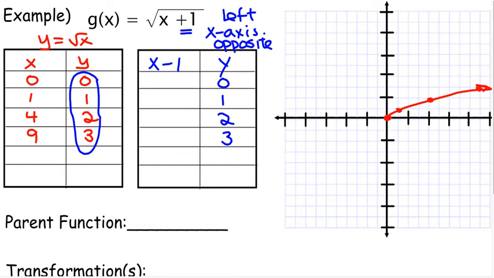But now all of these, right here, we're subtracting 1. So 0 minus 1 is negative 1. 1 minus 1 is 0. 4 minus 1 is 3. 9 minus 1 is 8. All right, let's go ahead and graph those. So the first point is negative 1, up 0. The next point is over 0, up 1. The next point, over 3, up 2. And then over 8, up 3.